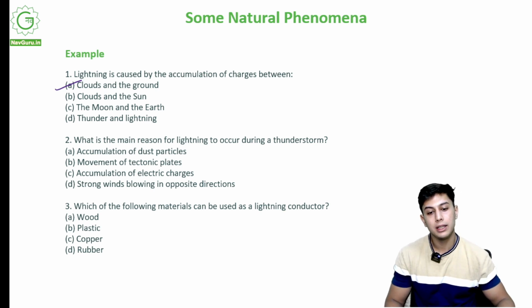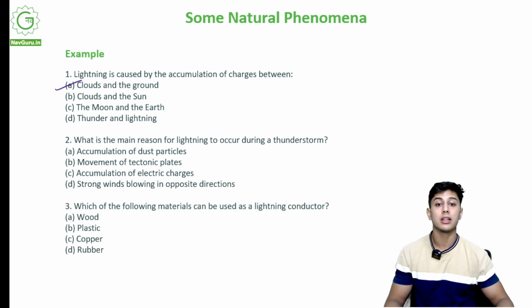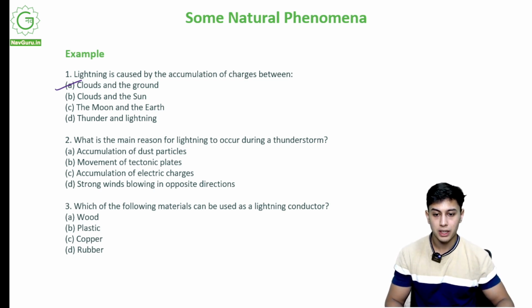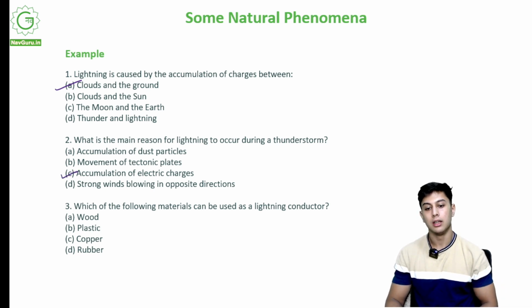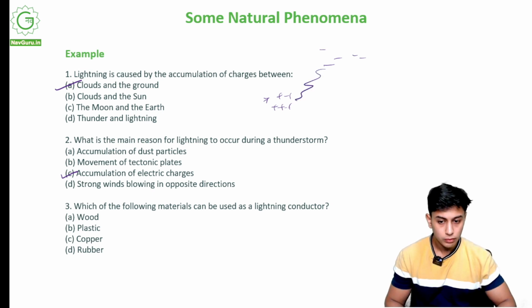What is the main reason for lightning to occur during a thunderstorm? Why does lightning occur in a thunderstorm? Accumulation of dust particles, movement of tectonic plates, accumulation of electric charges, strong winds flowing in opposite direction. Answer C, accumulation of electric charges. Electric charges will accumulate over here, positive on the ground, negative on the cloud, and this will result in electricity flowing.